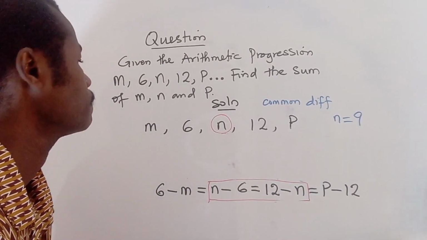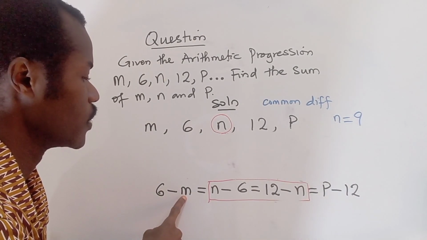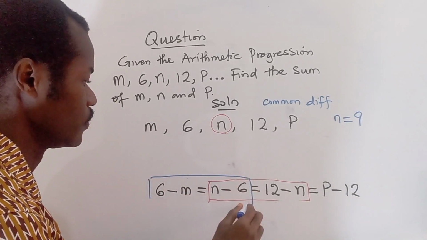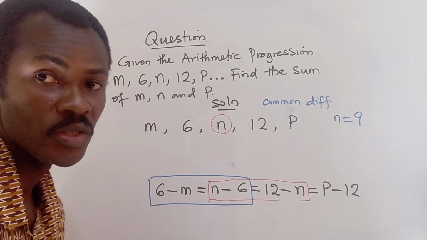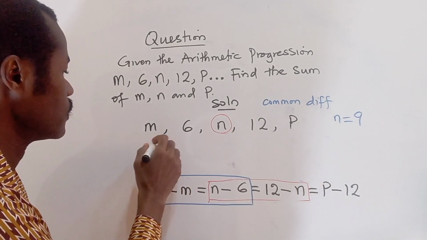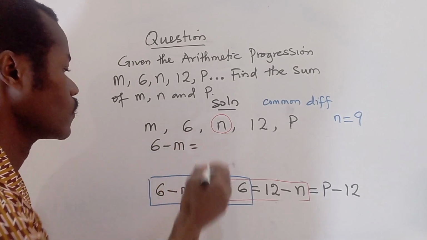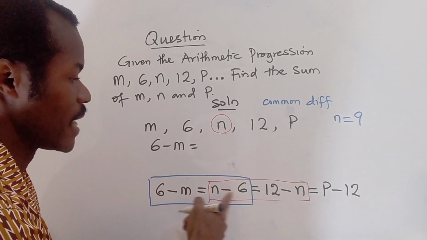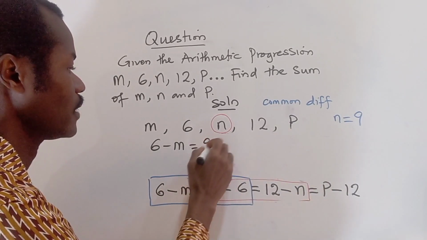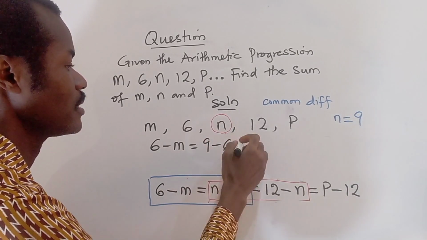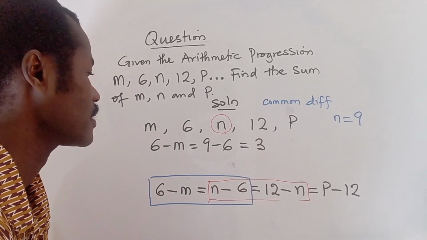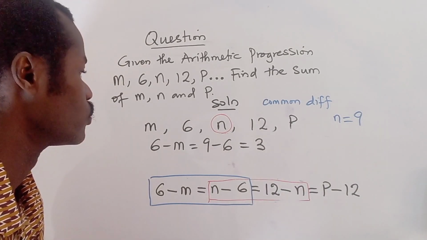Now to solve for m, we can use this part of the formula for our common difference. So remember, we have 6 minus m is equal to n minus 6. Our n, remember, is 9. So we have 9 minus 6. 9 minus 6 is going to give us 3.